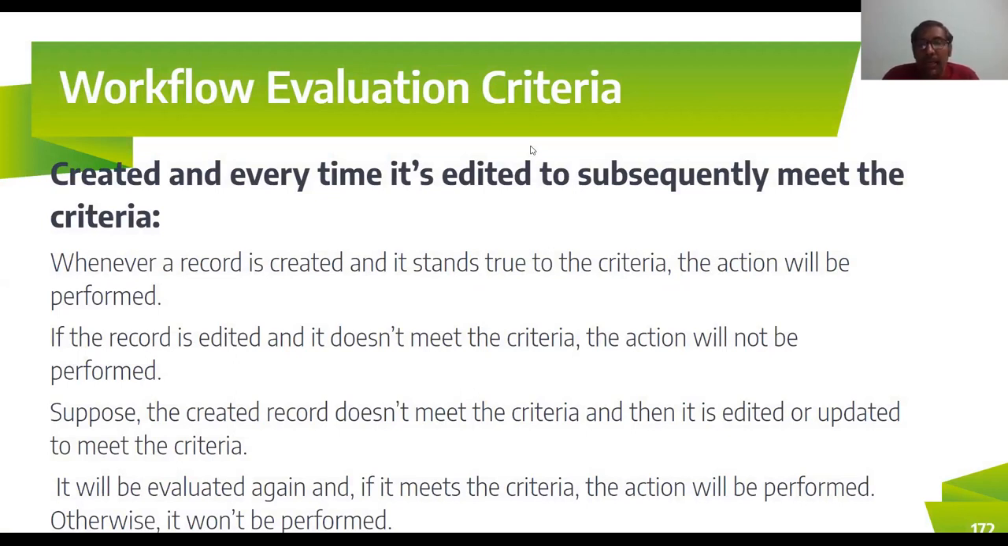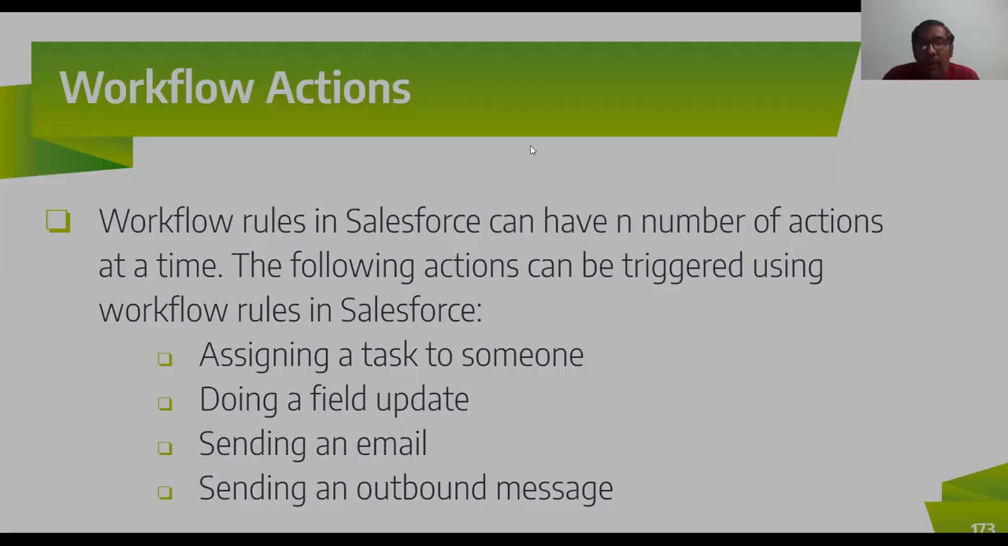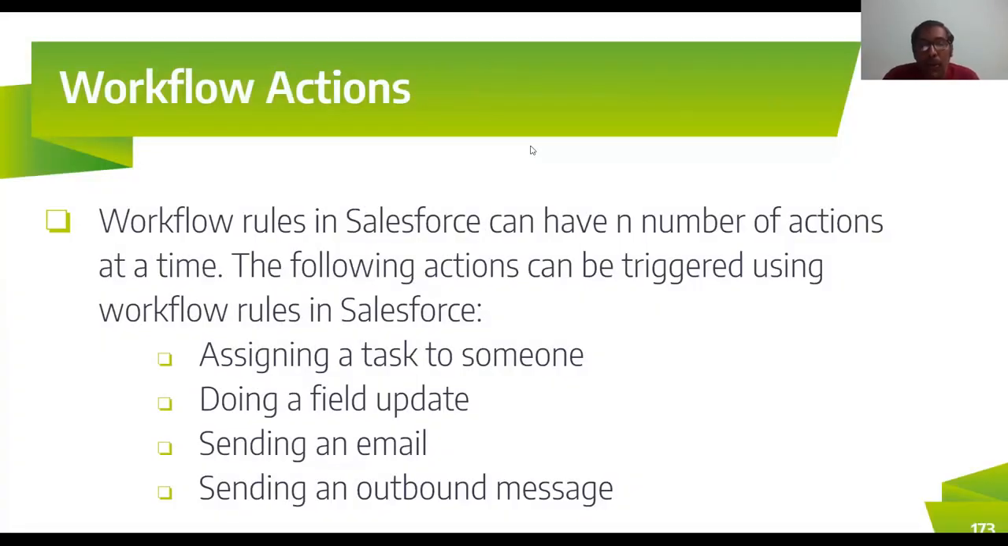The next one is created, and every time it is edited to subsequently meet the criteria. Whenever the record is created and the criteria is true, the action will be performed. If the record is edited and the condition is not met, the action will not be performed. The next time the record is edited, again we check for the condition. If the condition is met, the action will be performed. Otherwise, it will not. Right? So each and every time it will be evaluated again. If it meets the criteria, the action will be performed. Otherwise, it won't.